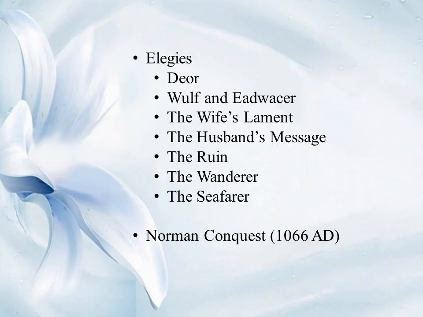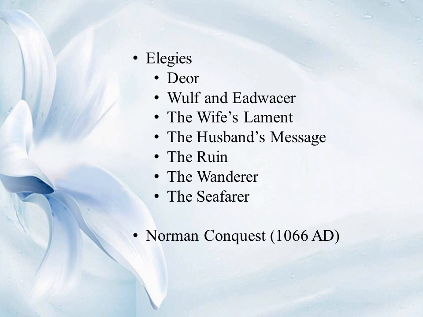Okay. Then talking about the elegies. Elegy originally means a passionate poem, and there are seven major elegies in the Anglo-Saxon period. So I have listed them in my slide. Deor, Wulf and Eadwacer, The Wife's Lament, The Husband's Message, The Ruin, The Wanderer, The Seafarer. You can use a code to remember these things.